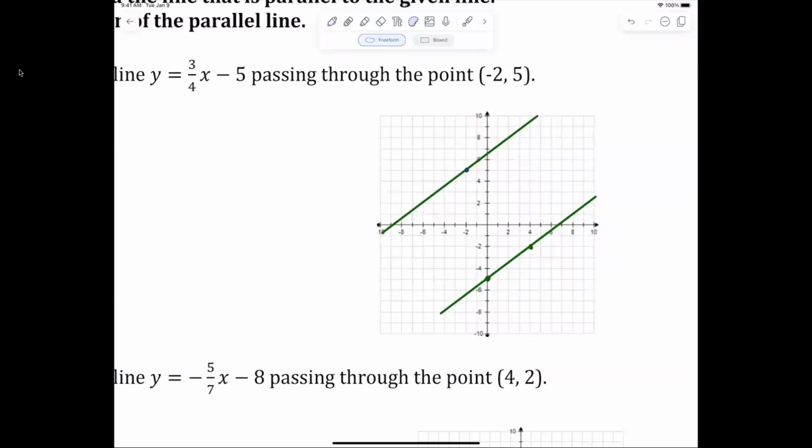What's true about their slopes? They are equal. Lines that are parallel have the same slope. That's what you need to write down. Lines that are parallel have the same slope. That's what's critical.